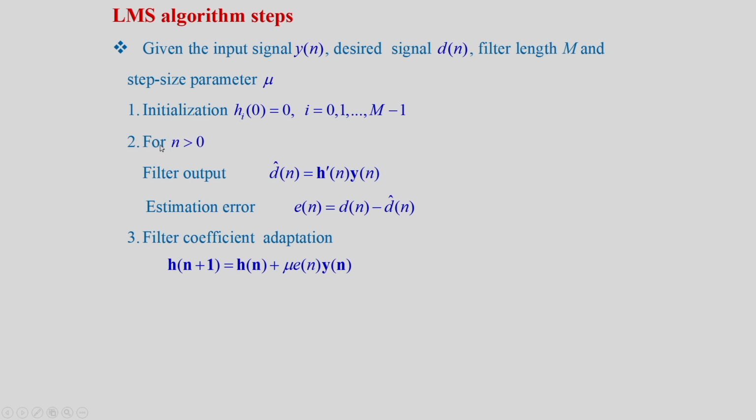Now, this is the updating for n greater than 0. Filter output is d hat n, that is equal to h transpose n into yn. So, yn is passed through the adaptive filter, that output is d hat n. Estimation error En is equal to dn minus d hat n. Now, the filter coefficient will be adapted as h sub n plus 1 is equal to h n plus mu En into yn vector.